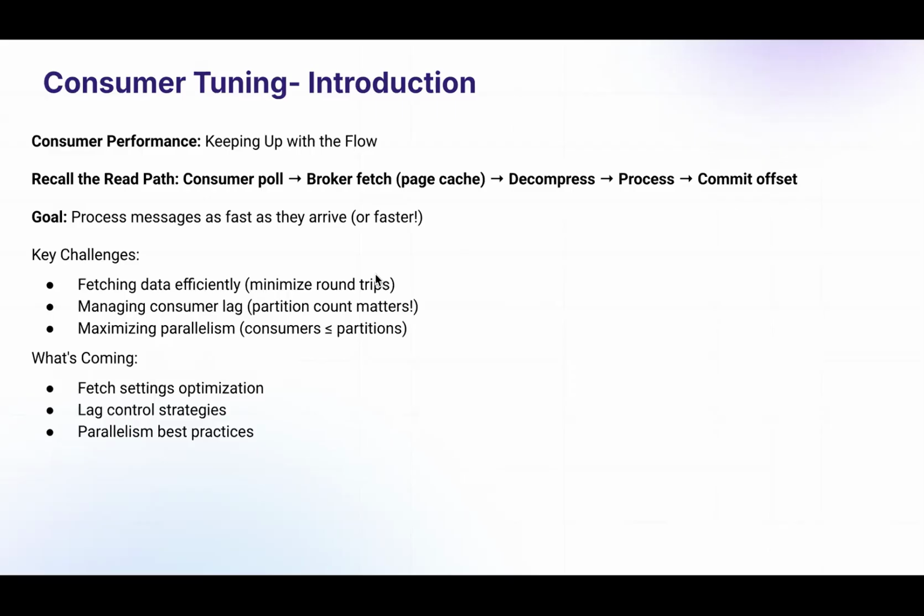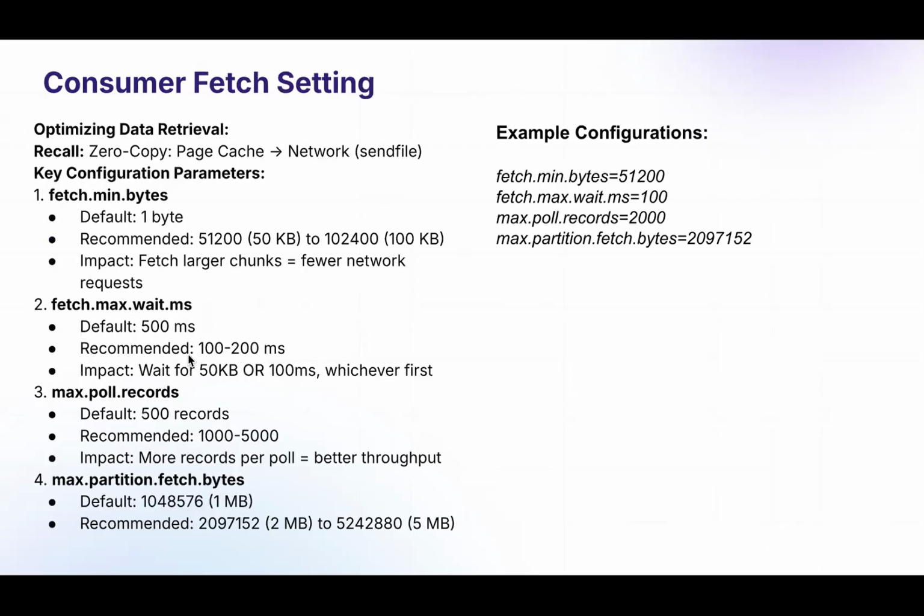Remember, from our architecture decision, consumers are limited by partition count. So if you have 10 partitions, you can have at most 10 active consumers. Let's optimize fetching first. Consumer fetch settings control how data is retrieved from the broker. Get these wrong and your consumers are constantly making tiny network requests. Get them right and you're fetching large chunks of data efficiently.